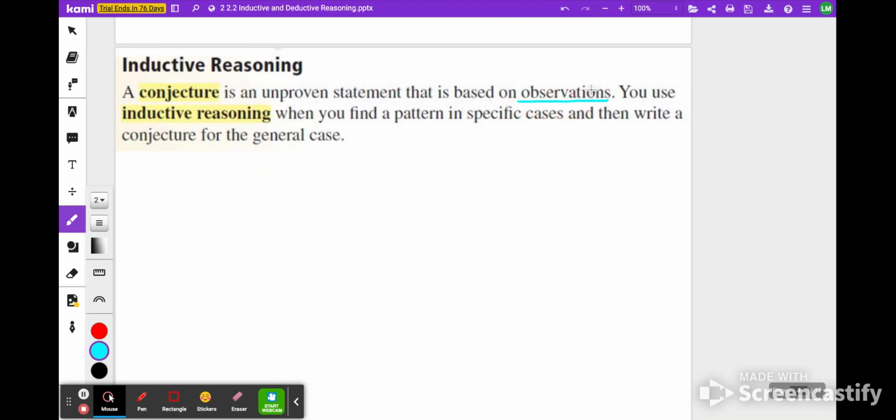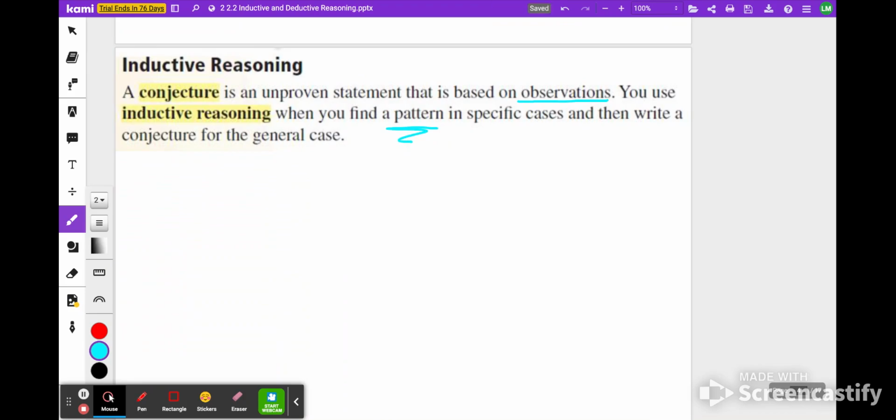So if you just observe something, say like, I observed that you've gotten an A on a quiz, I think that you know this material really well. Well, you could know the material really well, or you could have just gotten lucky when you took the quiz, okay? Inductive reasoning, though, is when you find a pattern in specific cases.